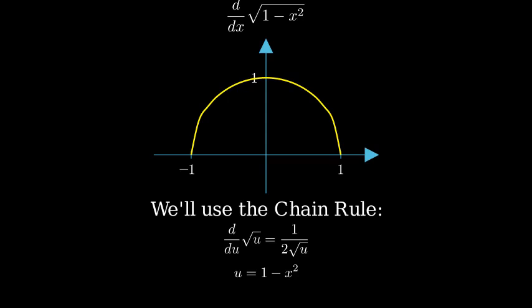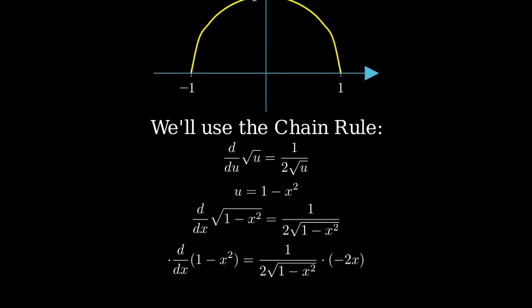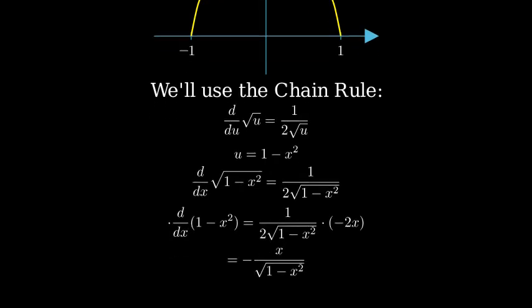Let's apply the chain rule. We start with 1 over 2 times the square root of 1 minus x squared, and then multiply by the derivative of 1 minus x squared with respect to x, which is negative 2x. Simplifying this expression, we get negative x over the square root of 1 minus x squared.